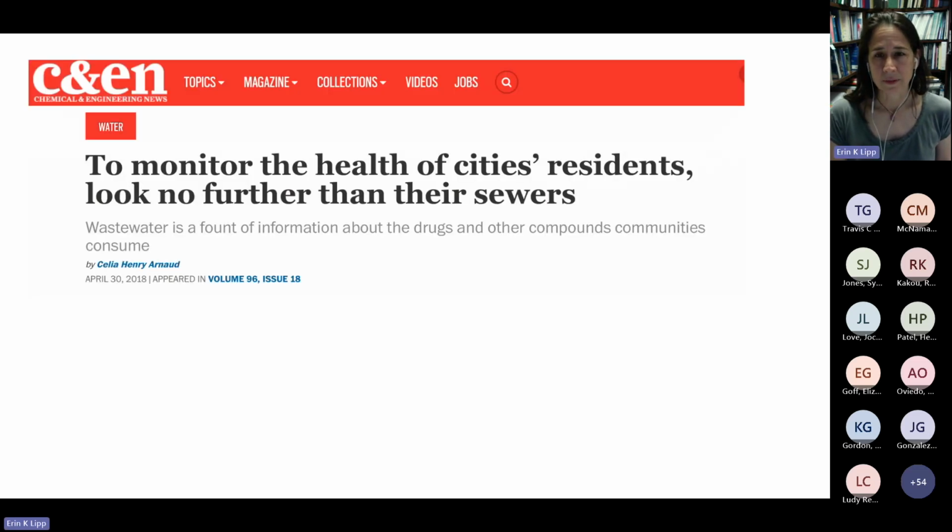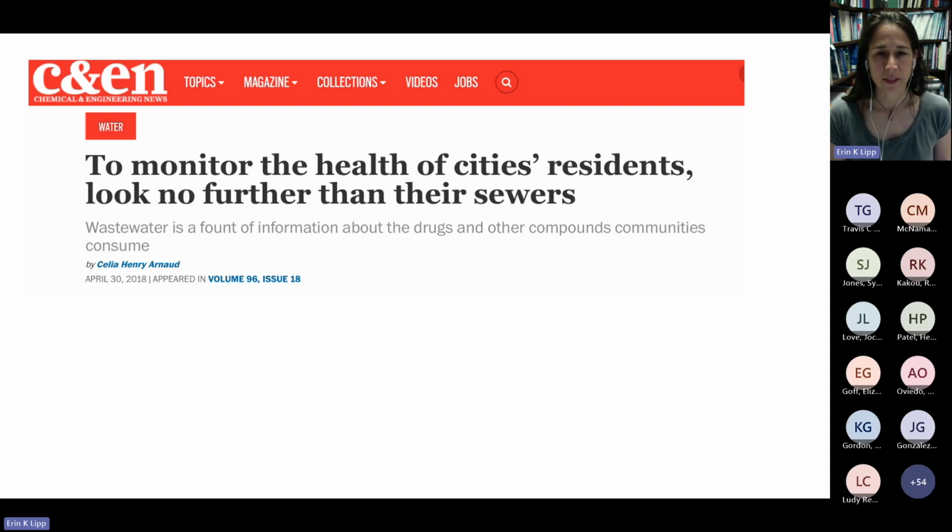The idea of tracking what's happening in a city, under the moniker of wastewater-based epidemiology or wastewater surveillance, really started growing in the 2000s. This was a paper that was really looking at chemical use. So to monitor the health of cities' residents, look no further than their sewers.